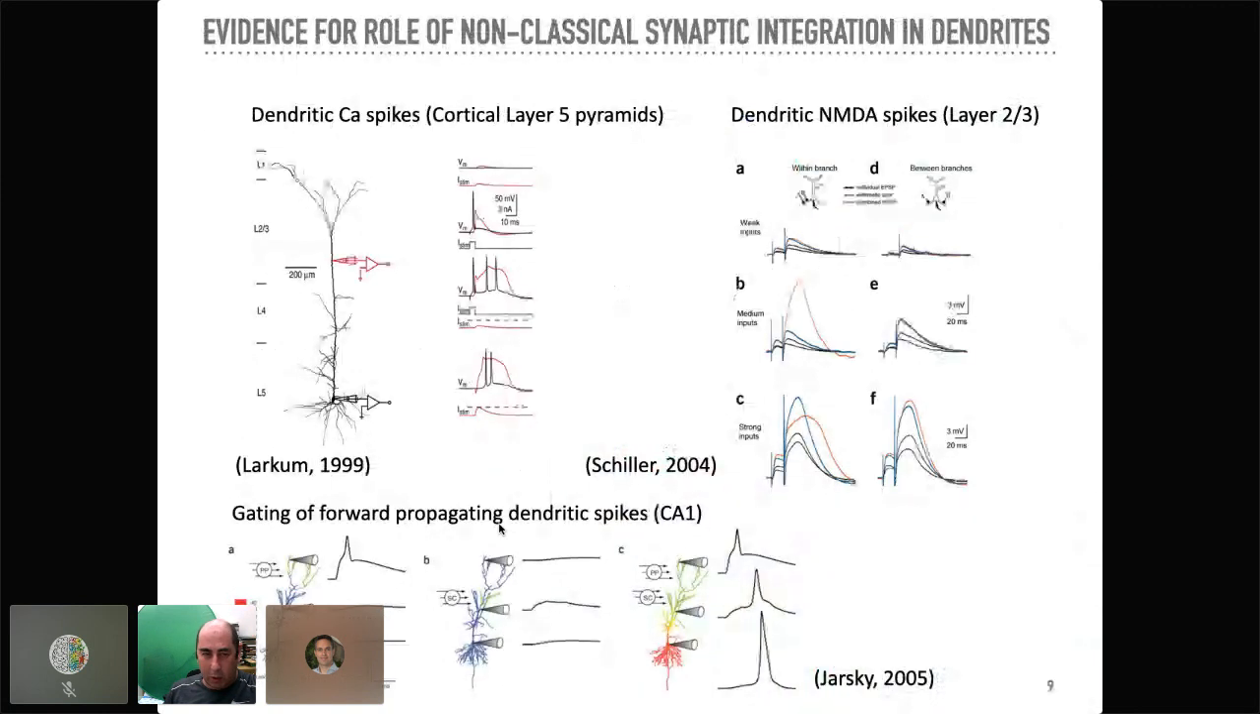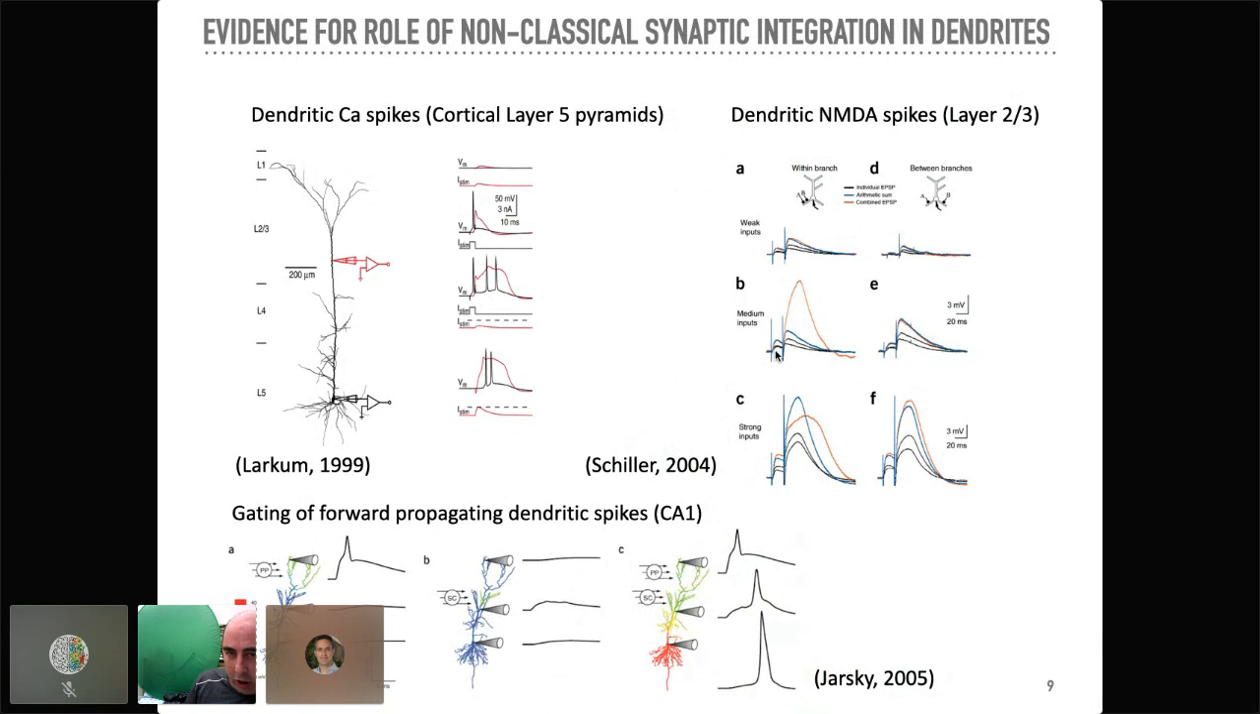Okay, but we do know from some experiments in slices, from actually many experiments in slices, that the answer is going to be quite complicated, because dendrites have all kinds of voltage-dependent channels and other types of ion channels that make the summation of synaptic input more complicated than we think. So, for example, in this work from Marty Larcombe, he showed that synaptic input to the dendrite can generate calcium spikes in the dendrite, which then generate bursts of action potentials in the soma.